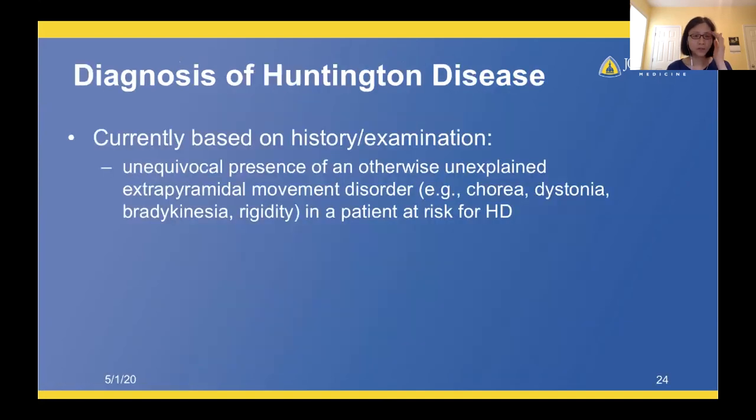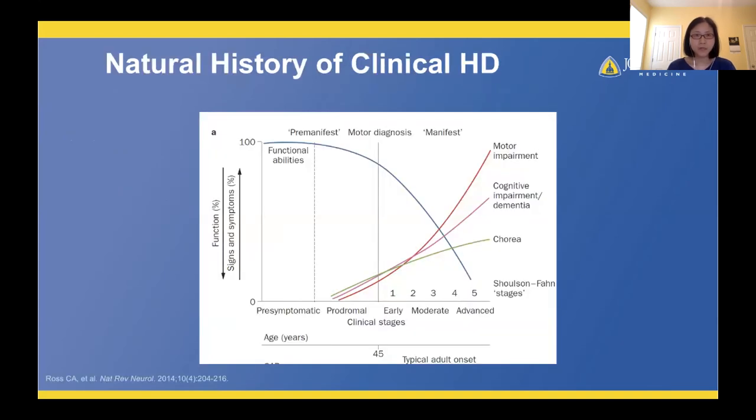Okay, so let me talk about the diagnosis of Huntington's disease. Currently, the diagnosis is based on history and clinical exam, and it's defined as unequivocal presence of an otherwise unexplained extrapyramidal movement disorder, such as chorea, dystonia, bradykinesia, or rigidity, in a patient at risk for HD. And let me review what we understand as the natural history of clinical HD.